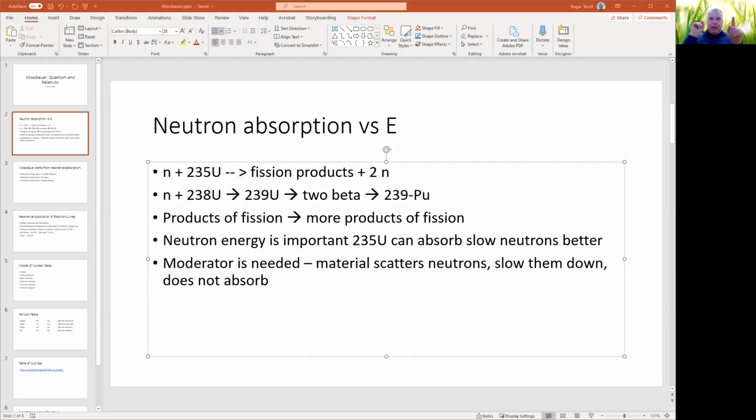And if it hits a 238 nucleus, it's going to bounce off, right? And some of the energy is going to transfer to the U-238, and some of the energy is going to transfer back into the neutron when it scatters along its way, right? Now, imagine that neutron hitting a proton, which is the same mass.